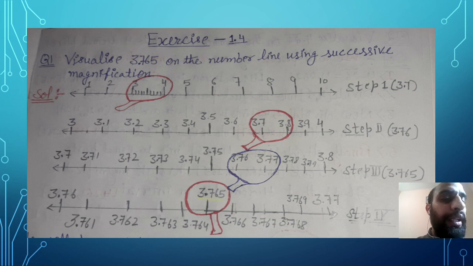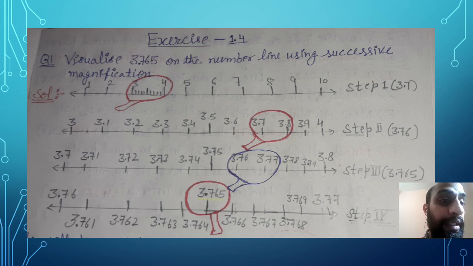As I told you, each small division is divided into 10 equal parts. Similarly, 3.7 and 3.8 are also divided into 10 equal parts. You can see in the next step, step number 3, I have divided 3.7 and 3.8 into 10 equal parts. That is 3.71, 3.72, 3.73, 3.74, 3.75, 3.76, 3.77, 3.78, 3.79, and lastly 3.8. So next point is, where is 3.765?